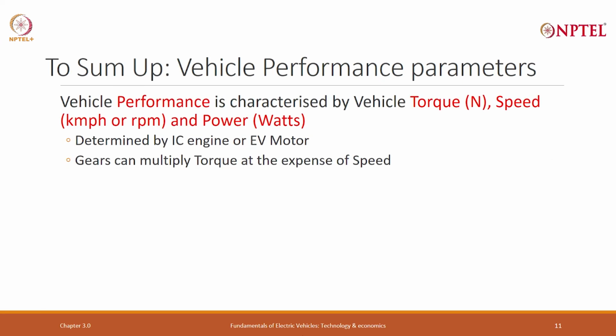To sum up, vehicle performance is characterized by torque and speed. Torque is in newtons, speed is in kilometer per hour, and power. Power is in watts, multiplication of torque and speed. It is not an independent parameter. Determined by IC engine or electric vehicle motor. Gears can multiply torque at the expense of speed or vice versa.